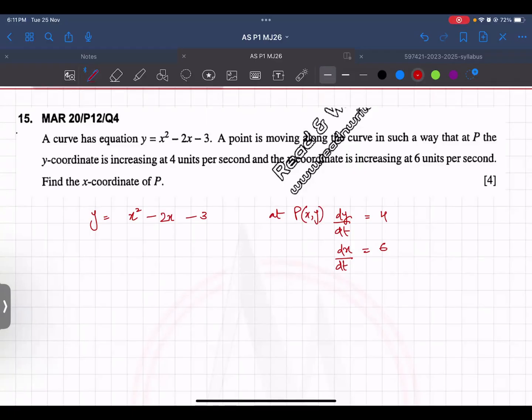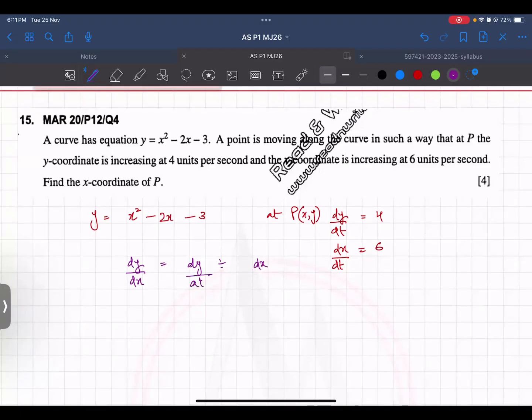So definitely this is the rate of change formula. So dy by dx will be equal to dy by dt divided by dx by dt. So if you divide the two values that they have given you, dy by dt, it is 4, divided by dx by dt, it is 6. So now you have the value of dy by dx. It is 2 upon 3.